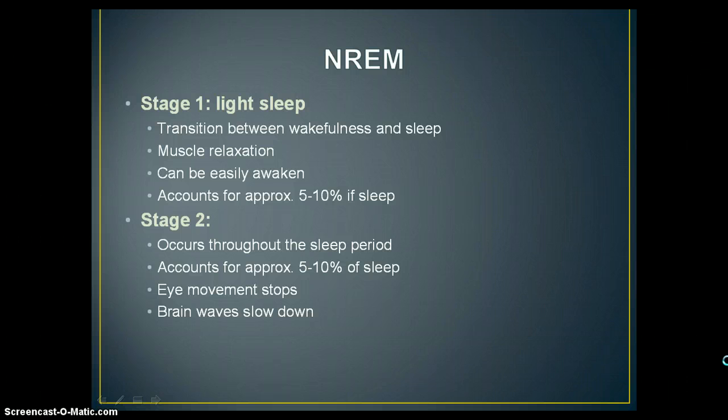Non-rapid eye movement sleep starts with stage 1, which is light sleep, which is the transition between wakefulness and sleep. Your muscles begin to relax, and you can easily be awakened in this stage. It accounts for about 5 to 10% of sleep. Stage 2 occurs throughout the sleep period. It accounts for about 5 to 10% of sleep.